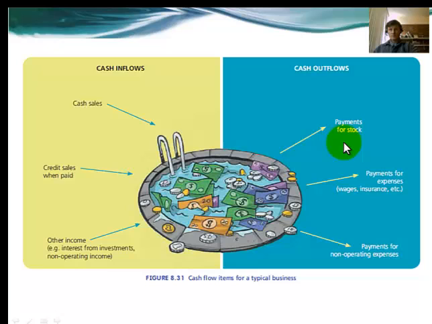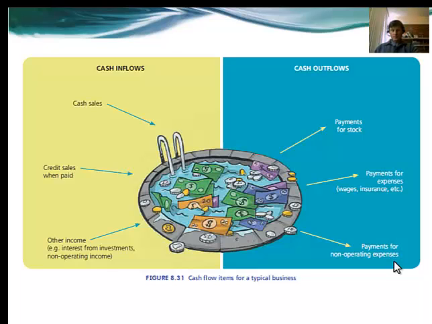Cash outflows, we've got payments for stock, which is our biggest expense, along with wages normally, other expenses, insurance, rent, etc. And also here payments for non-operating expenses. These payments can include things like buying assets, paying back liabilities, and quite often the owners have to draw out money to live themselves, and that's called drawings.